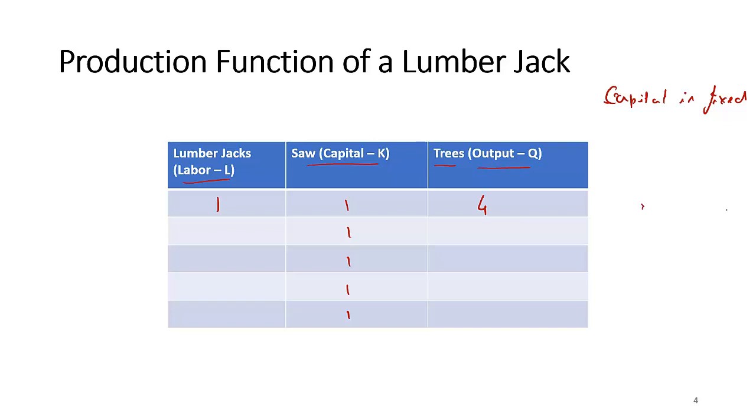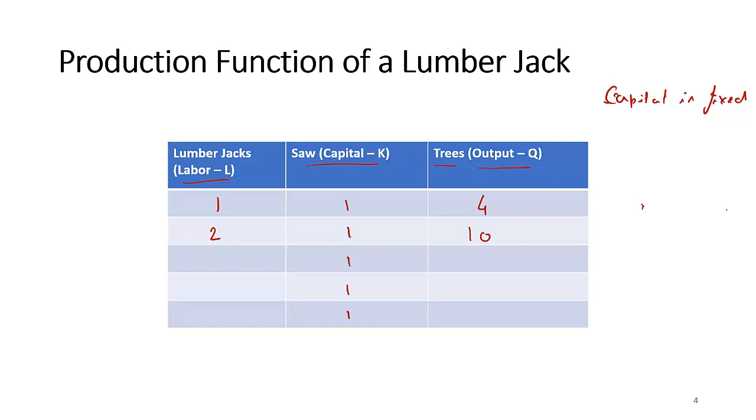Let's now increase the number of labor. Now I increase the number of labor to 2, keeping the capital fixed because there's only one saw, and we saw in the last picture how 2 persons can be more efficient, so they might be able to cut down instead of 4, maybe 6 trees. Let's increase the number of labor to 2, keeping the capital constant at 1. And we saw in the picture that perhaps 2 persons is more efficient in cutting the trees. So 2 persons with one saw are able to cut down, say, 10 trees.